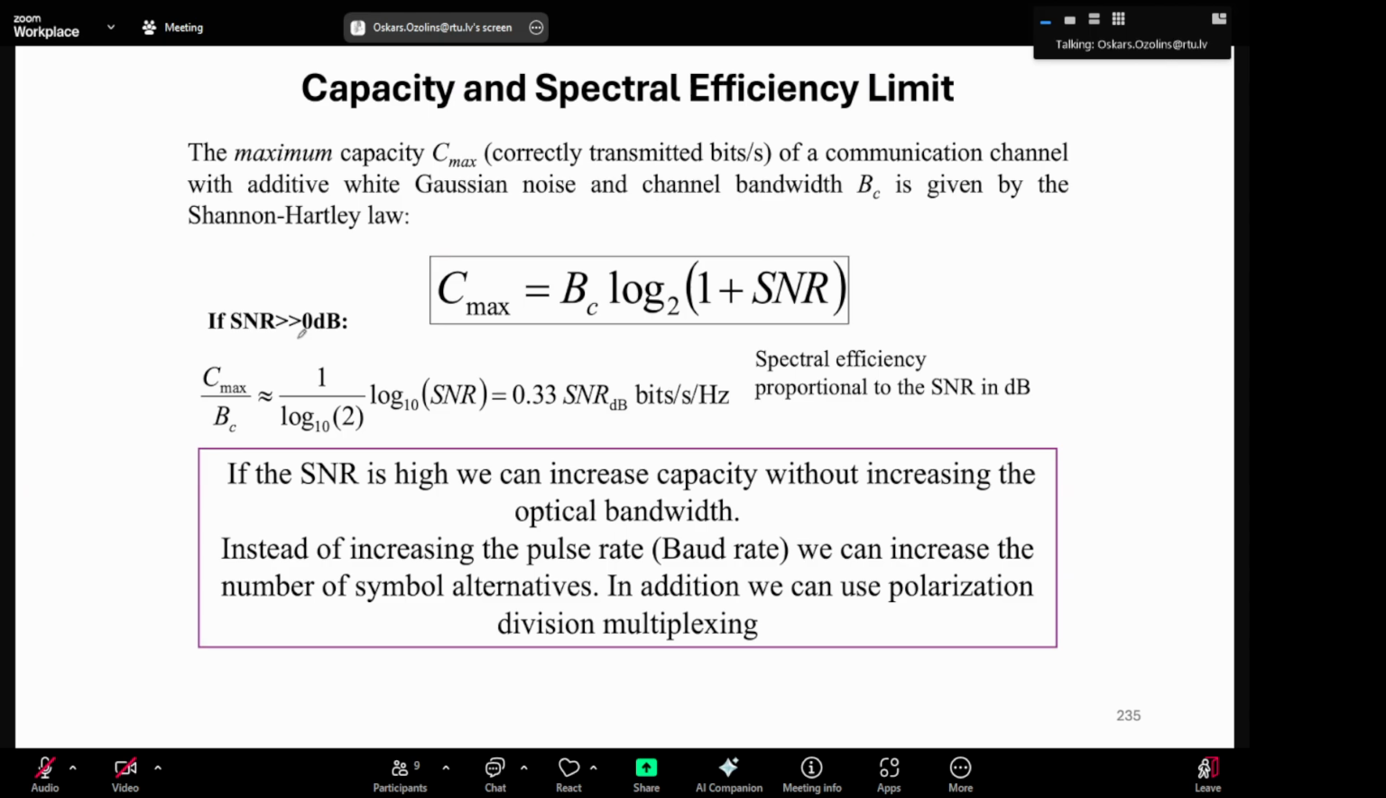So this is the assumption, if we have only additive white Gaussian noise. The basic trade-off is that if you have a high signal to noise ratio, then you can increase capacity and you don't have to increase the optical bandwidth. If you cannot increase the pulse rate, which is the symbol rate, then you can increase the number of symbol alternatives.